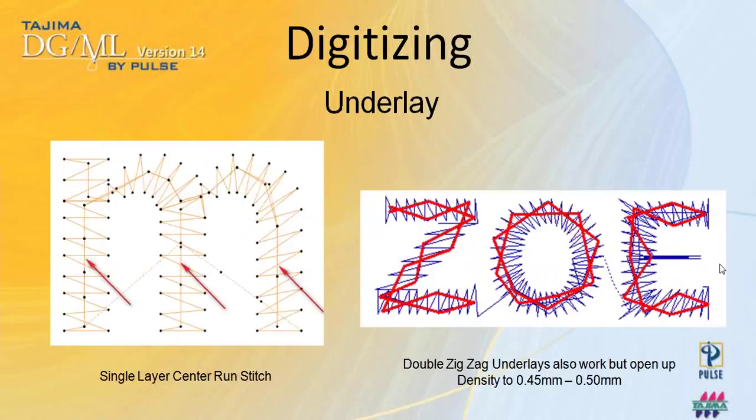Underlay. That's very important. With an underlay, basically you create a base, something where the satin stitches can hold on to. So on the image on the left hand side, you see a single layer center run stitch. That's what we recommend if you're doing satin stitch widths between 1 millimeter and 1.5 millimeters. That would be good, to use a single layer center run stitch.